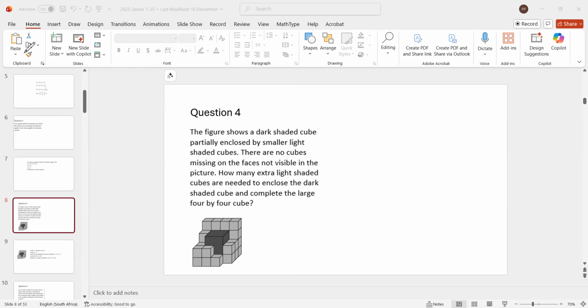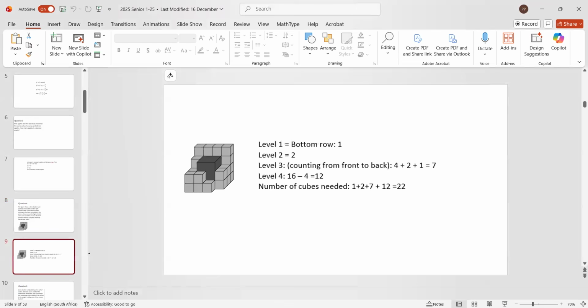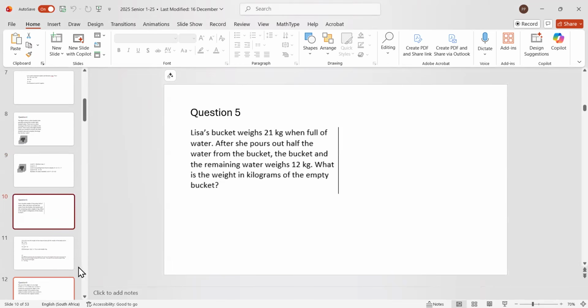Let's check to see whether the answer that I worked on some time ago. Yeah, you can see it's the same thing. In fact, it's exactly the same thing. Okay, we go on to question 5.